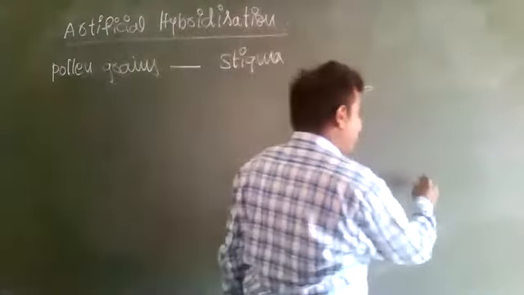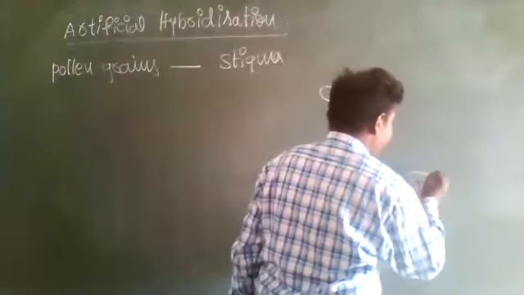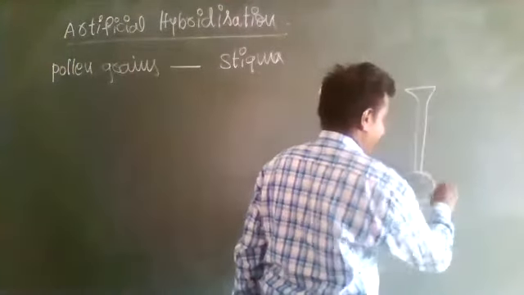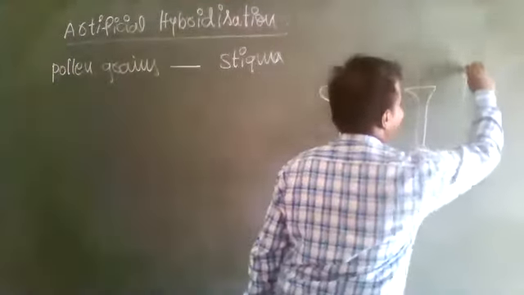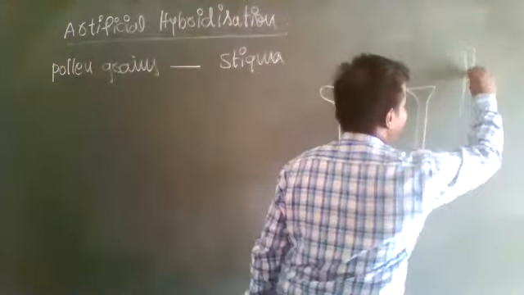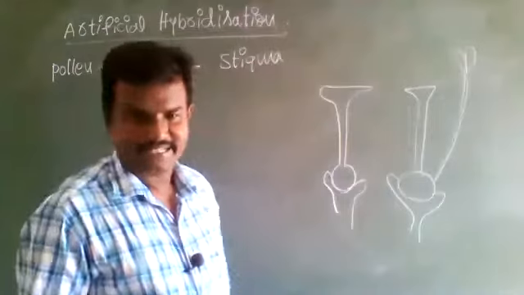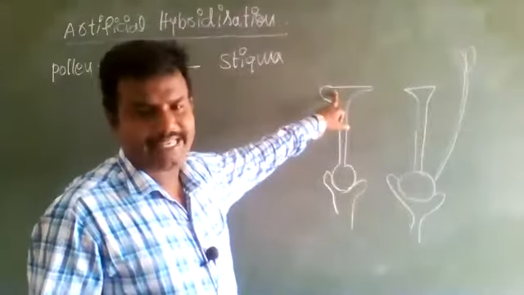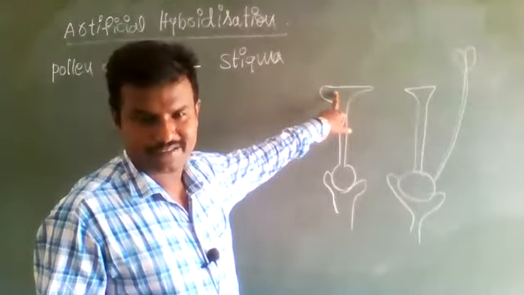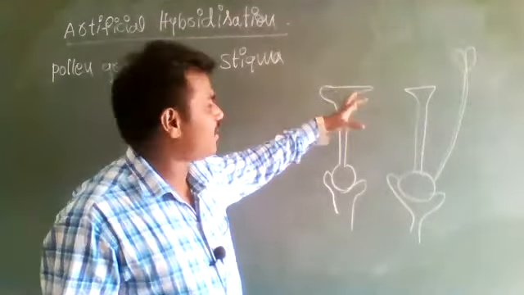So from another plant, from the anther, this is the anther, pollen grains are collected and placed on the superior variety of female flower. Generally pollen grains are placed on the stigma. There the pollen grains germinate and further process takes place. Okay, so this is called artificial hybridization.